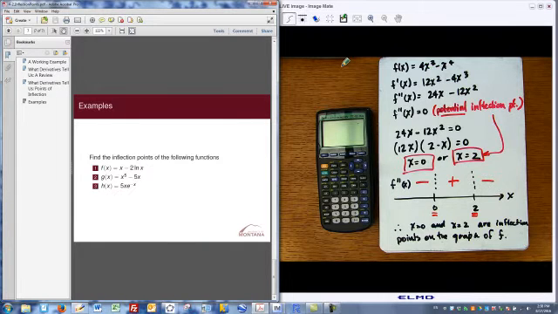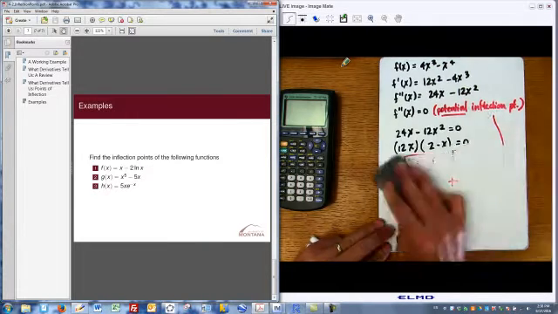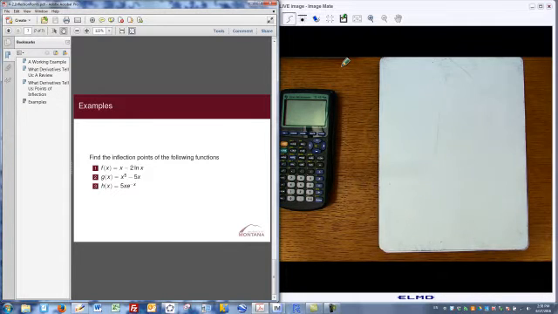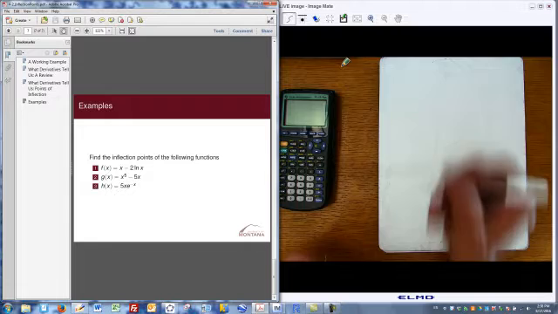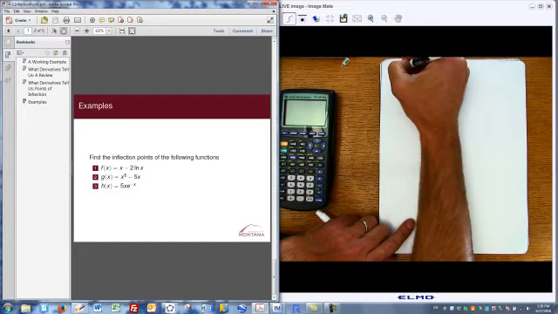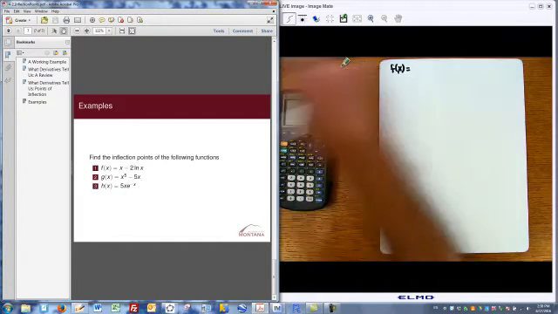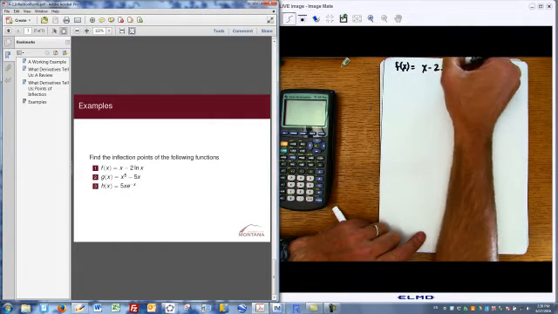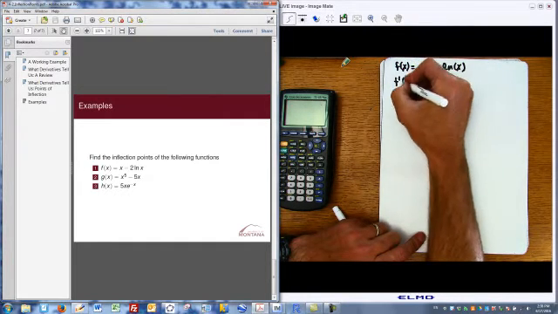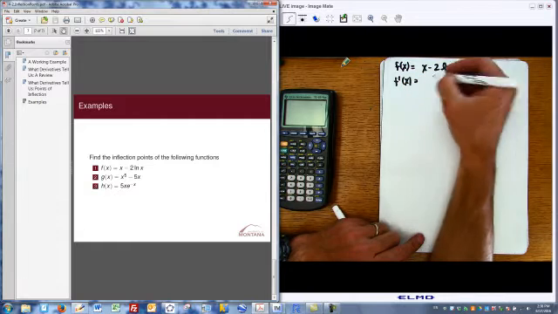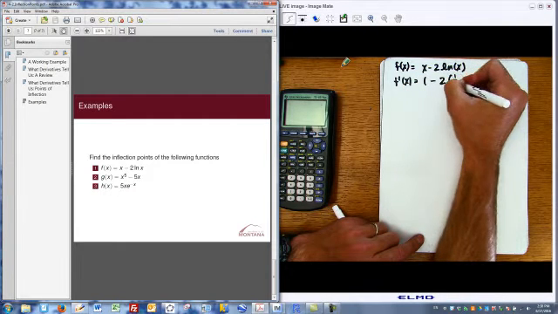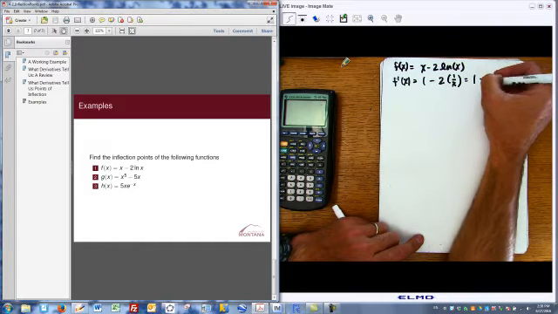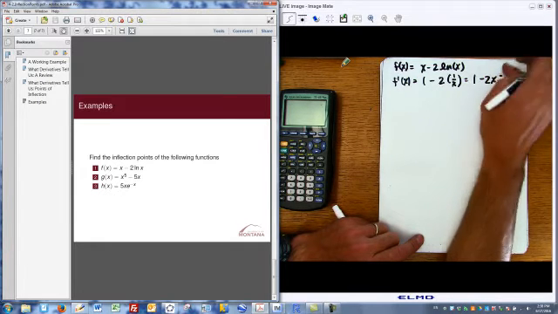Let's take a look at a few of these examples that we looked at in 4.1 and see if we can analyze them for inflection points. So let's do the first one. This is f of x is equal to x minus 2 natural log of x. Well, we found that this guy has a derivative of 1 minus 2 times 1 over x. And so probably easier to write this 1 minus 2x to the negative 1.